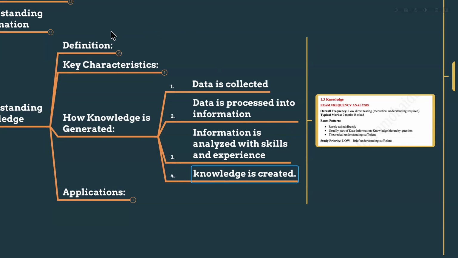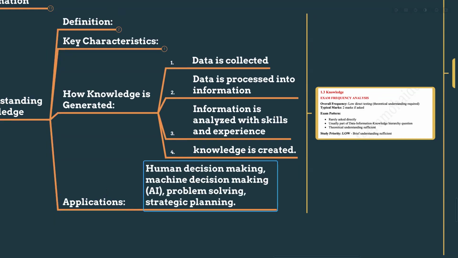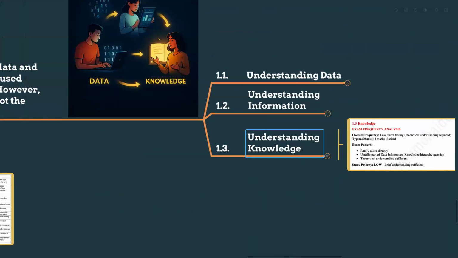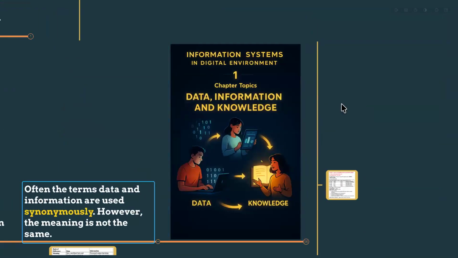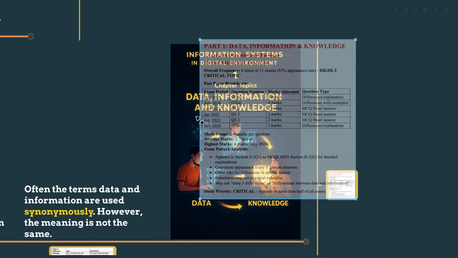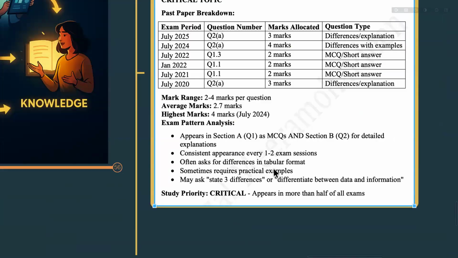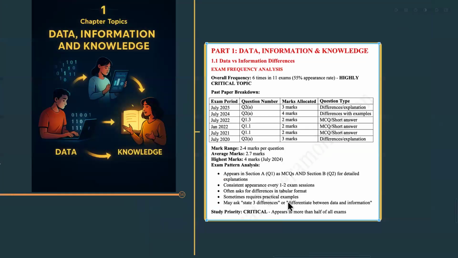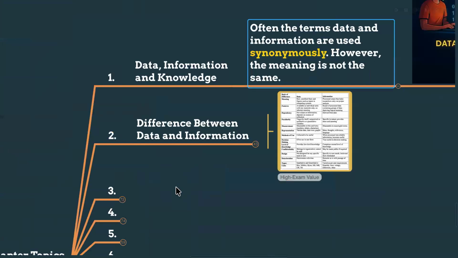Right. I hope you got the point about data, information as well as knowledge. Now, let's see some applications. As I told you earlier: human decision making, machine decision making, problem solving, strategic planning. We are applying the knowledge, right? Very important, as per our analysis, you must know the differences to write in tabular format. What are the differences between data and information, right?